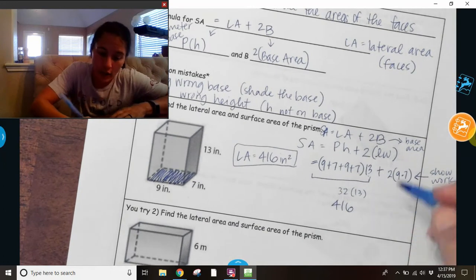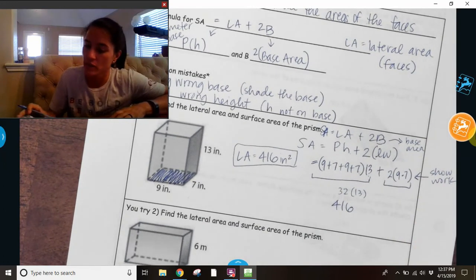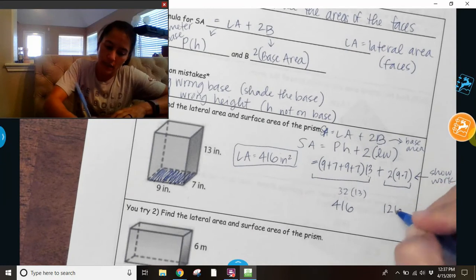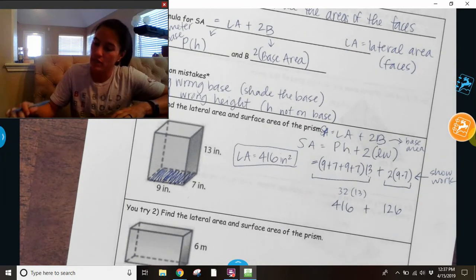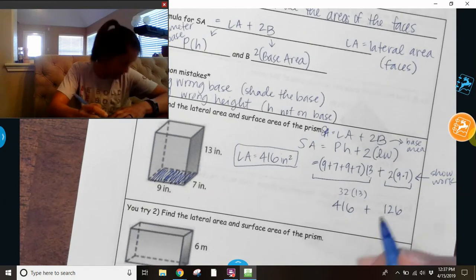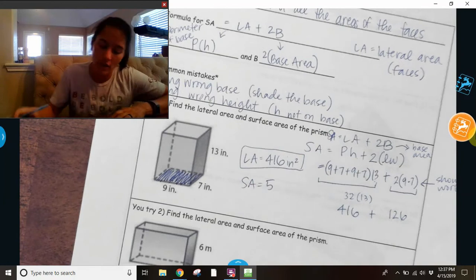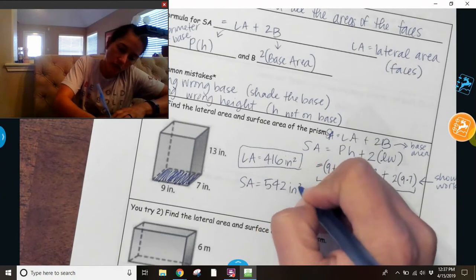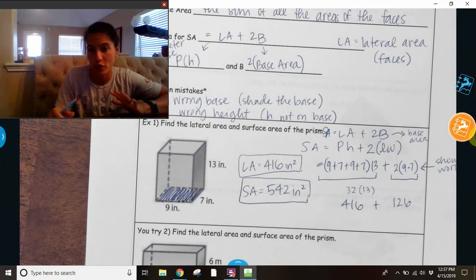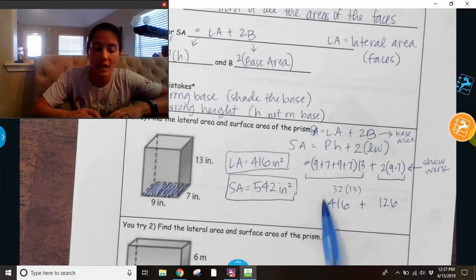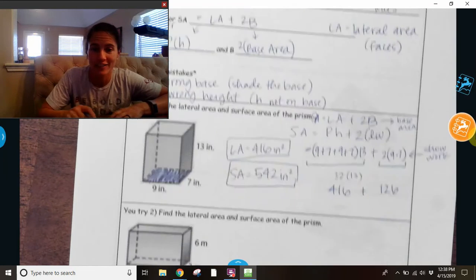And then the other part is 9 times 7 times 2 is 126. Add that together, plus 416. And so we get surface area is 542 inches squared. Now this is area, so area is inches squared, not cubed. Volume is cubed. But again, I found the lateral area and then the total surface area.